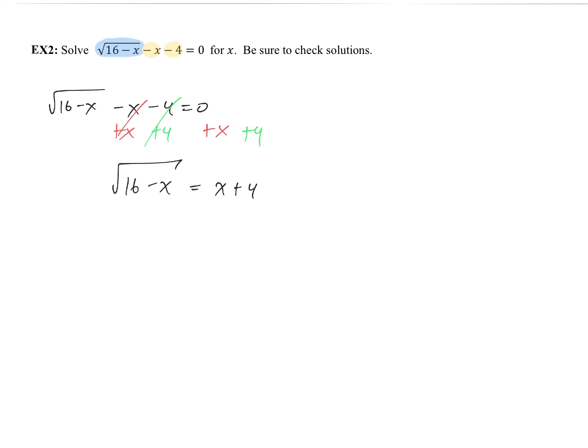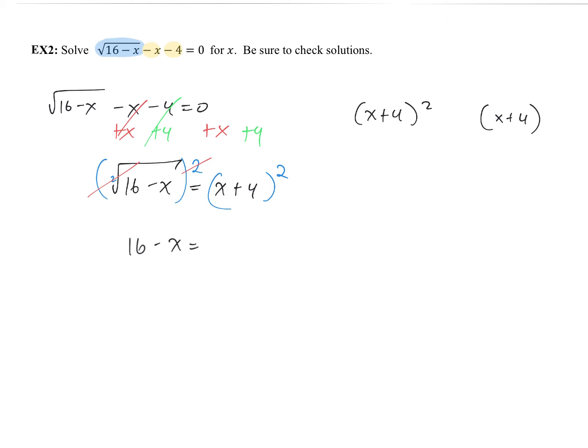Now we'll go ahead and use the power rule, so we'll square both sides, because this is the square root. If it was a cube root, we would cube both sides. So the radical cancels, and we have 16 minus x equals, ooh, careful. This step is where a lot of students sort of stumble. So be very careful. Focus on this for a sec.